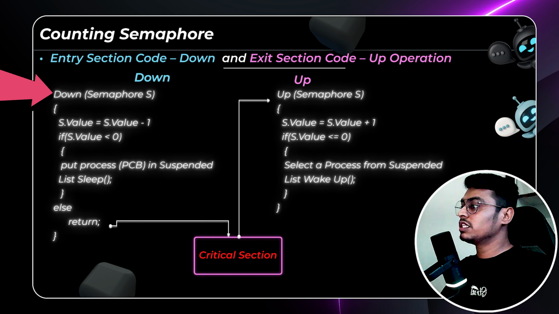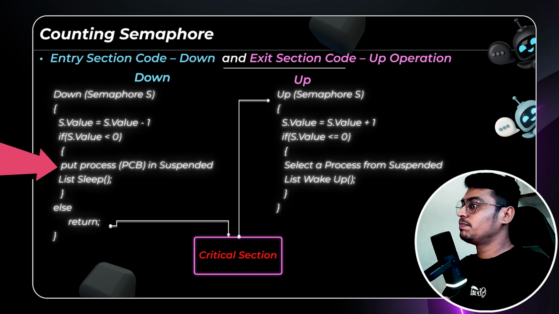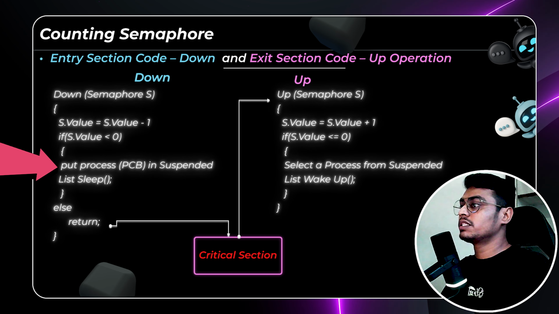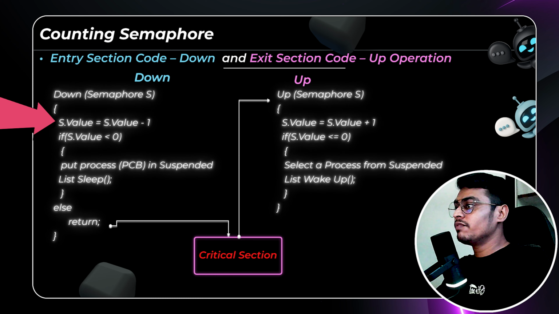Now, what is the down operation? S value is equal to S value minus 1. If S value is less than 0, put the process PCB in the suspended list. PCB is the process control block. So put the process PCB in the suspended list, like a sleep operation. Let me explain with an example here.